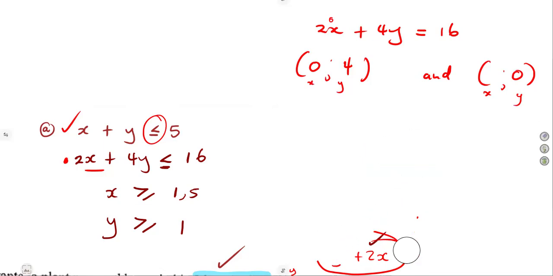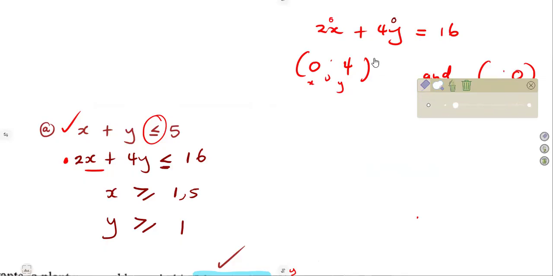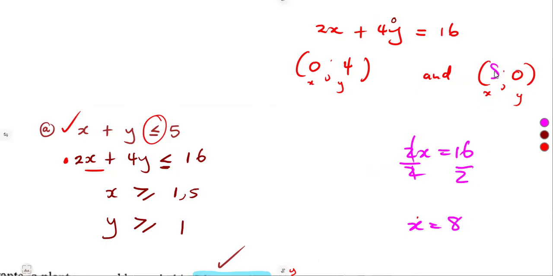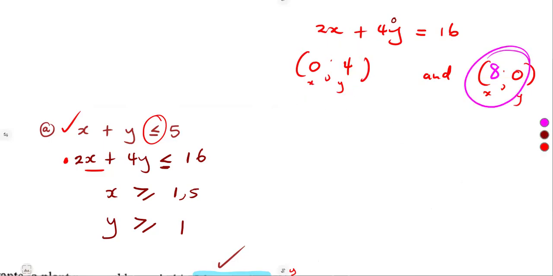The same thing for the second one, when y is equal to 0 this time, in place of y, put a 0 there. So this one is back to normal. It is 2x, so we now have 2x plus 0. There's nothing here. So 2x is equal to 16. Divide by 2. So x is equal to what? 16 divided by 2, that's 8. So these are the 2 points that we are going to represent on our Cartesian plane. That is the y-intercept and the x-intercept.